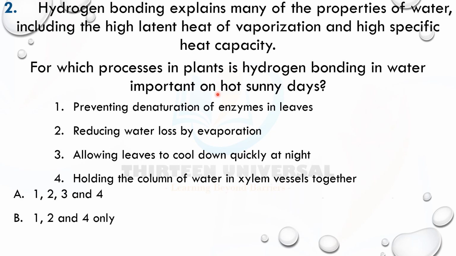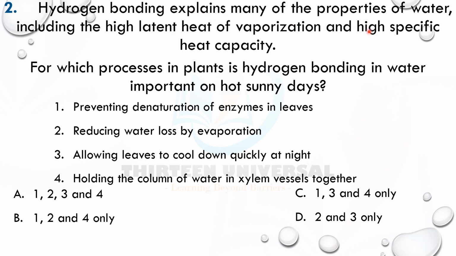Okay, so which one is the answer? Pause this video and check your knowledge. This is where we apply knowledge. Okay, now let's go to it again. So hydrogen bonding explains many of the properties of water, including high latent heat of vaporization. So what is latent heat of vaporization? It is the amount of energy required to convert water from liquid state to vapor, the gaseous state. So it takes a lot of heat to do that, and because of the hydrogen bonds, a lot of energy is needed to break the hydrogen bonds.